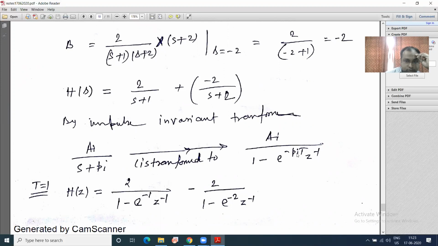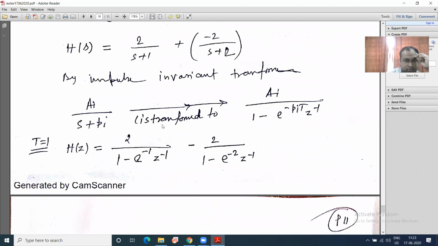Where is p_i? e to the power minus p_i. So for 2 by s plus 1, what will happen? 1 minus e to the power minus 1, and what is T? T equal to 1, so it is minus 1 into z inverse. So the transformation of this term is done. For this term, p equal to 2, so I'll write 1 minus e power minus 2 z inverse for the 2 by this. H(z) will be like this.